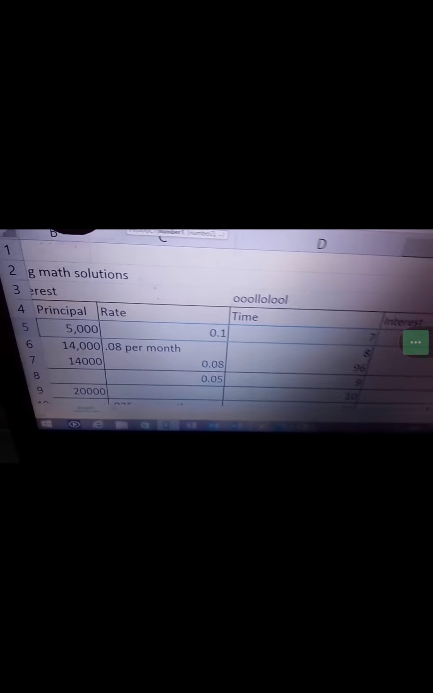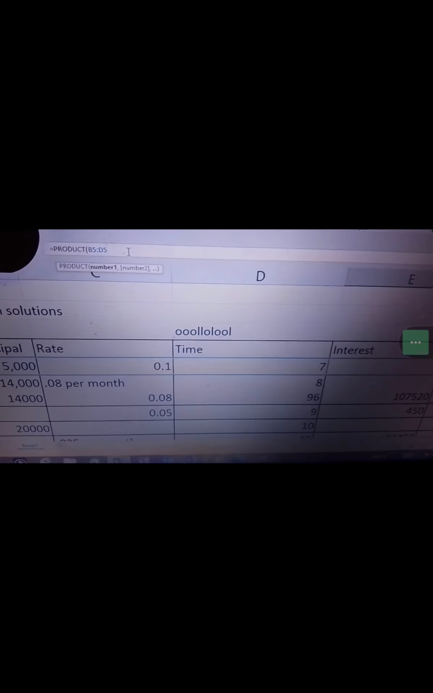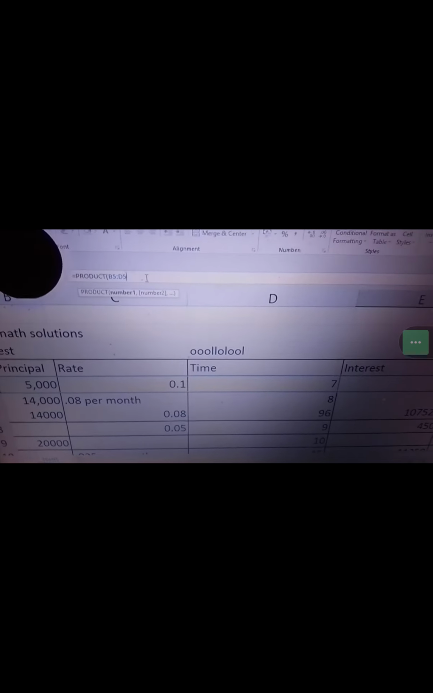So, we have the principal. What is the principal? The principal is this one. We use the product function to give you the number. Product of the 3: 5,000. Or you can just select the entire table together. Get everything, B5 colon D5, the range that is shifting the table.